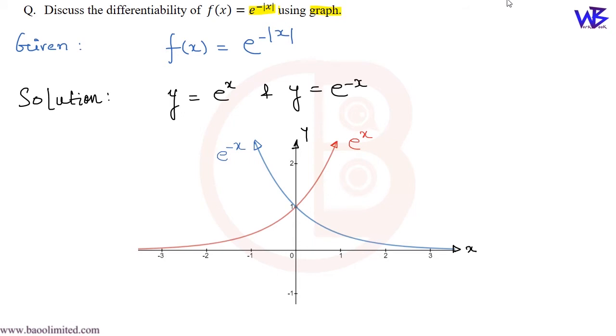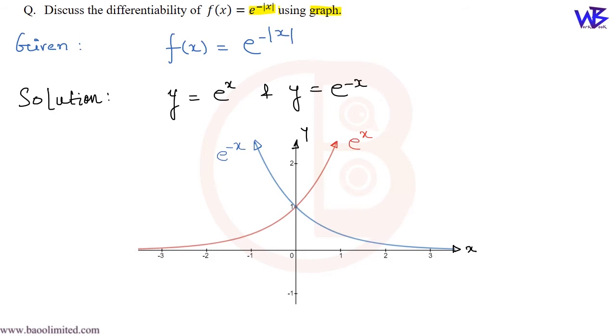So, from the graph of e to the power of x and e to the power of negative of x, we can observe that the graph of both the functions are continuous for all values of x, as well as there is no sharp edge on this curve. That means the function is differentiable throughout. That means y is equal to e to the power of x and y is equal to e to the power of negative of x is differentiable throughout all the values of x.